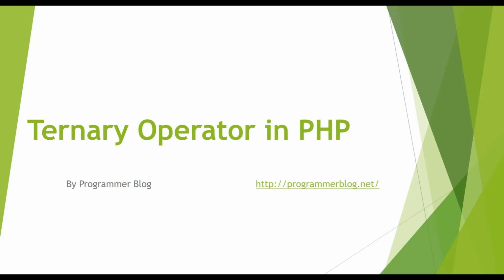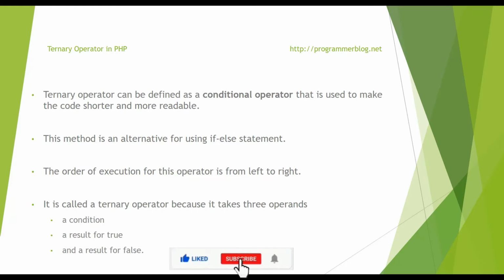We are going to learn about the ternary operator in PHP. The ternary operator in PHP can be defined as a conditional operator that is used to make the code shorter and more readable. This method is an alternative for using an if-else statement. The order of execution of this operator is from left to right. And this operator is called ternary because it takes three operands.